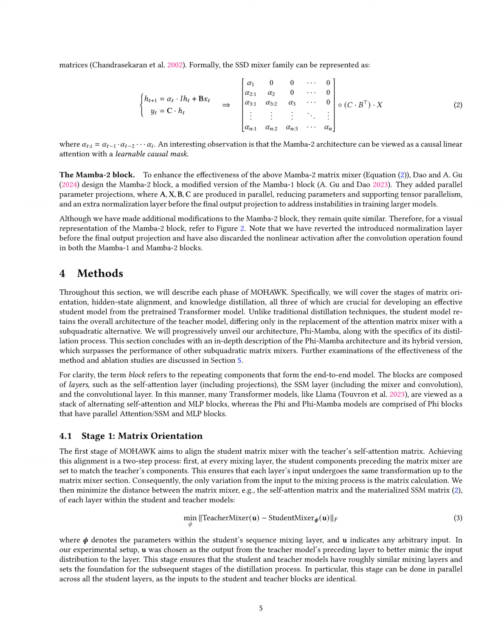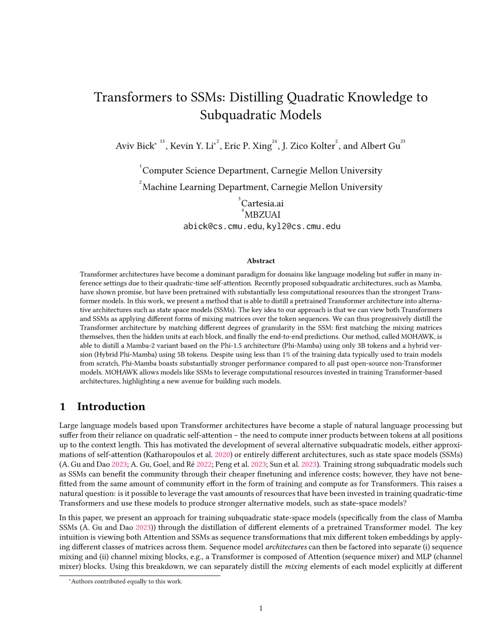In the matrix orientation phase of the MOHAWK method, the goal is to align the sequence transformation matrices of the student model, Phi Mamba, with those of the teacher model, Phi 1.5. For instance, consider a specific layer in both models where the teacher's self-attention matrix is denoted as A_teacher, and the student's matrix mixer is A_student. The first step involves setting the components of the student model preceding the matrix mixer to match those of the teacher model, ensuring that the input to the matrix mixer is identical in both models.